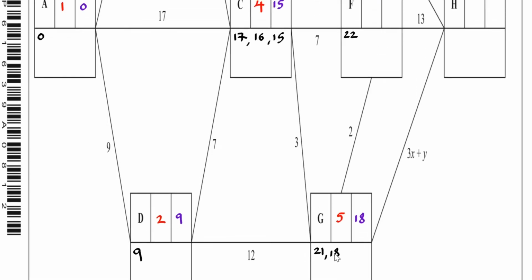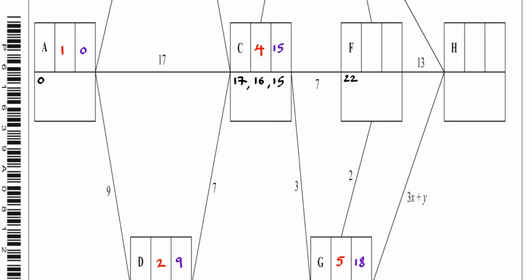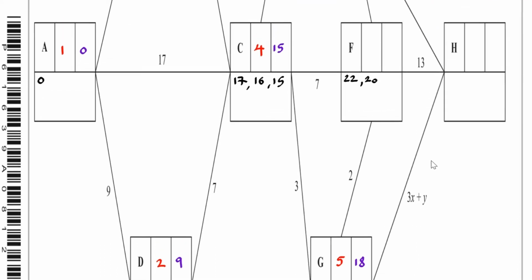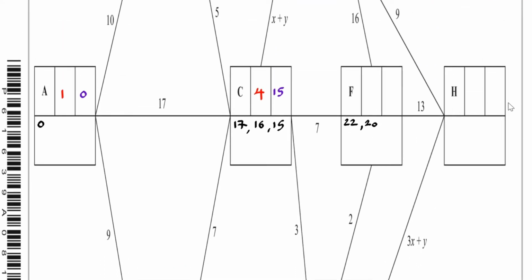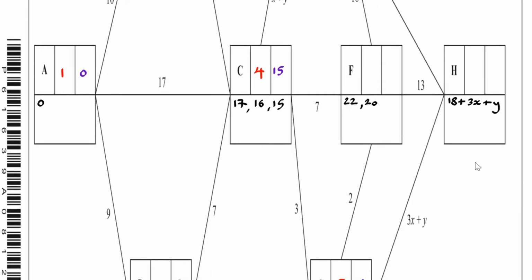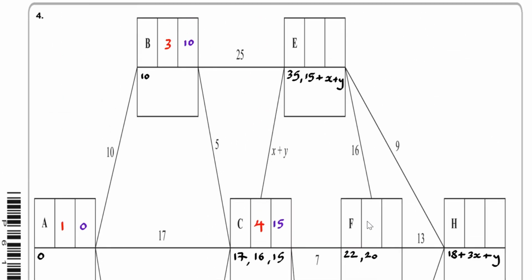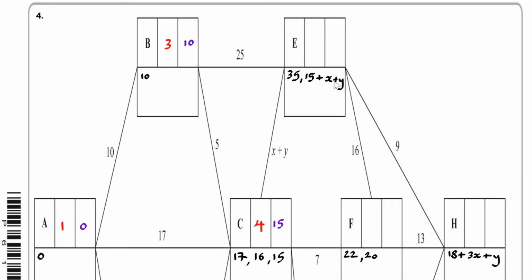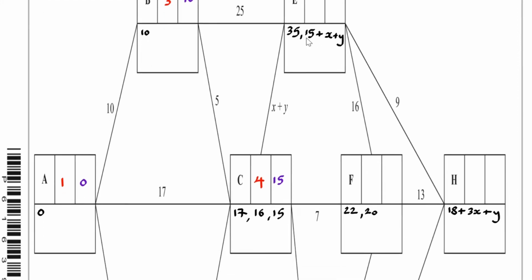Okay, now 18 plus 2, that's 20. 18 plus 3x plus y, we have 18 plus 3x plus y, and that's it for now. And the smallest one, well, here 15 plus x plus y, we said before that was 23 at least.